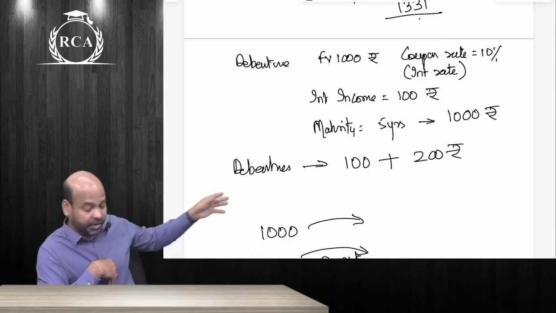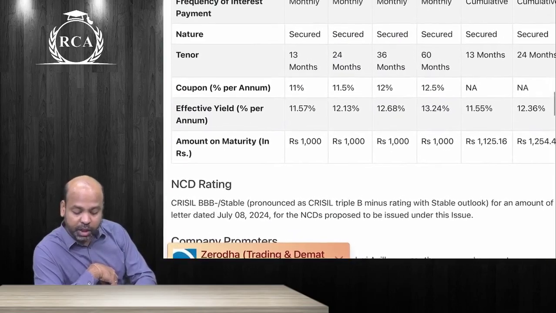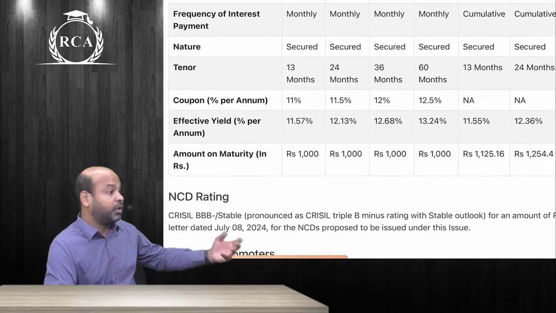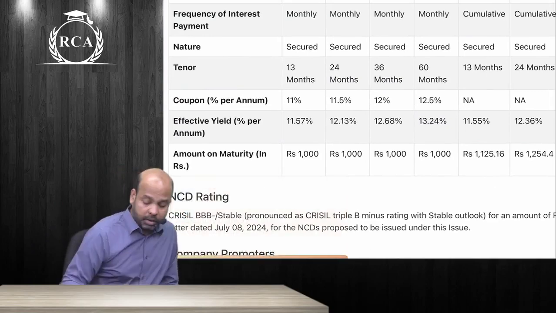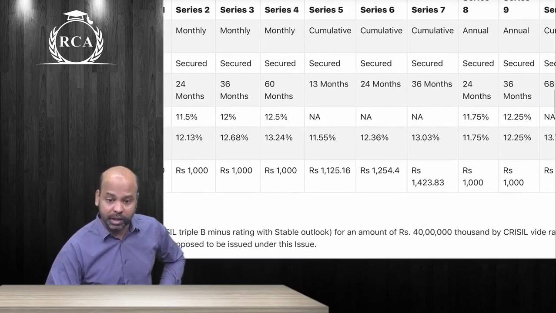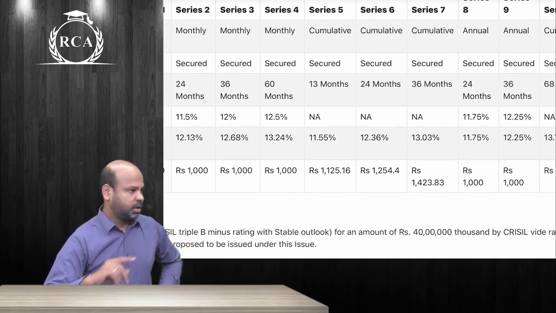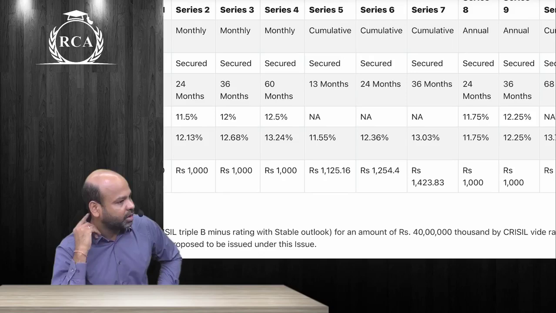See, if I invest in this debenture and the company is giving me coupon every month, will I be able to invest that money at an appropriate rate or not? Won't that affect my return? But if it is cumulative, like the last Series 7, do I have to worry about reinvestment? The company itself is compounding my money. I will continue to get that 13.03%.